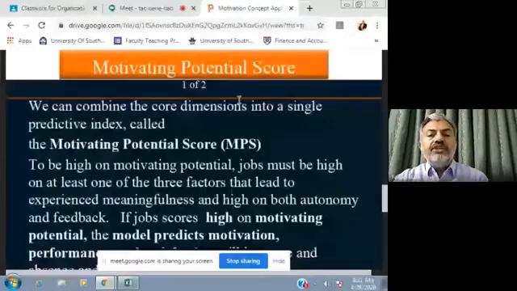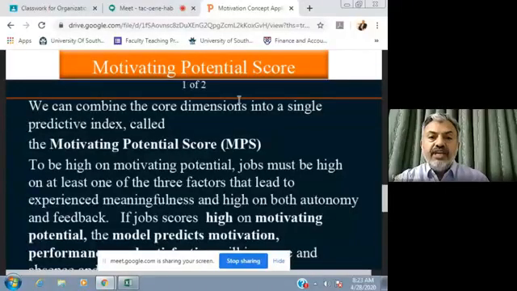Motivating potential score. How to gauge all this that we have just explained? You need a measurement scale. Motivating potential score is the MPS, a scale that you use, and we can combine the core dimensions into a single predictive index called the motivating potential score.